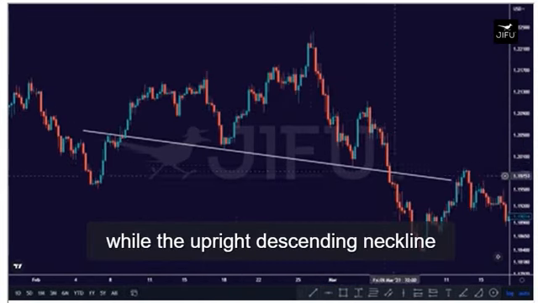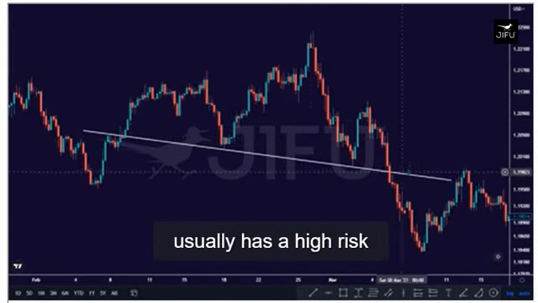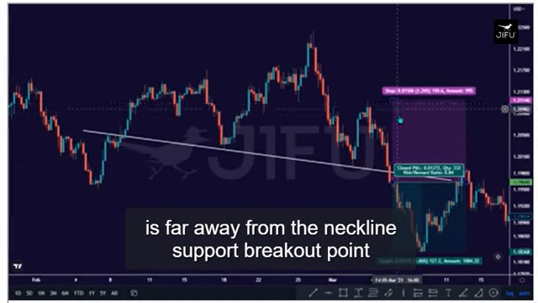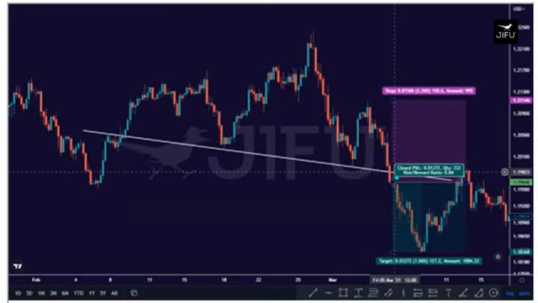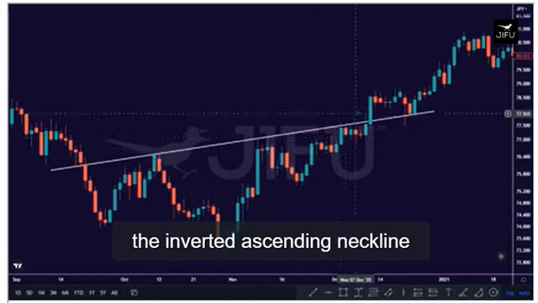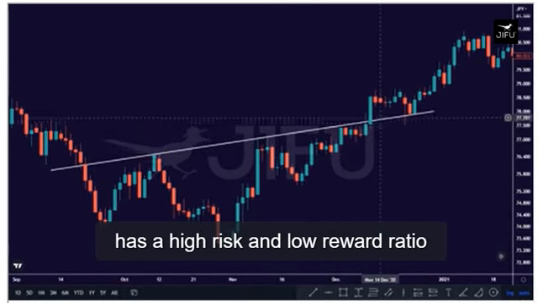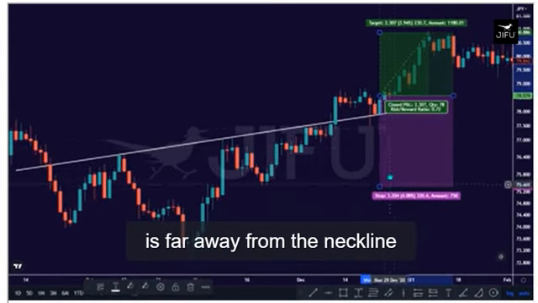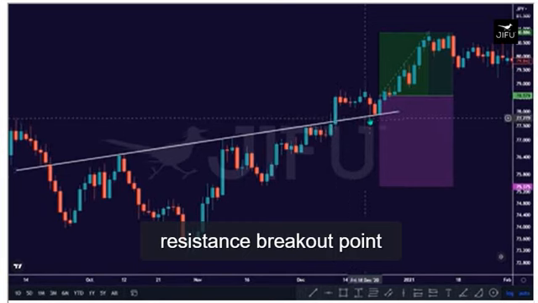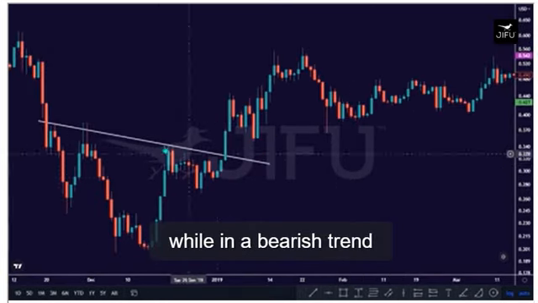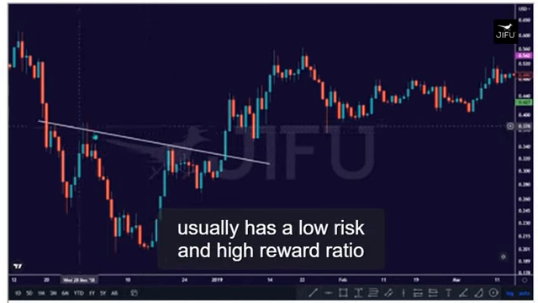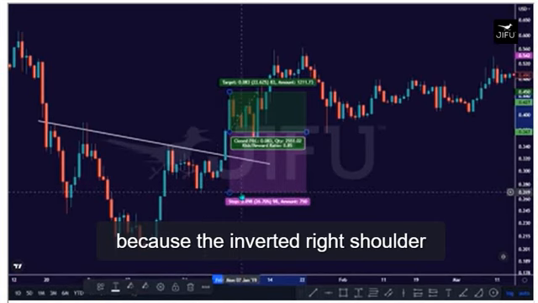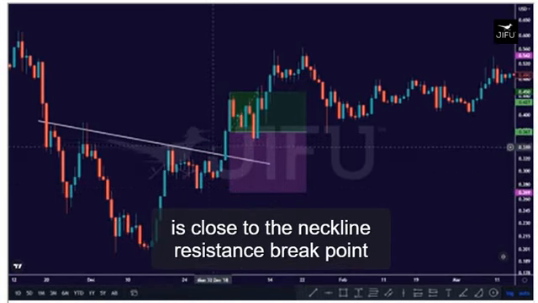While the upright descending neckline usually has a high risk and low reward ratio in an uptrend because the right shoulder is far away from the neckline support breakout point. In a bearish trend, the inverted ascending neckline has a high risk and low reward ratio because the inverted right shoulder is far away from the neckline resistance breakout point. While in a bearish trend, the inverted descending neckline usually has a low risk and high reward ratio because the inverted right shoulder is close to the neckline resistance break point.